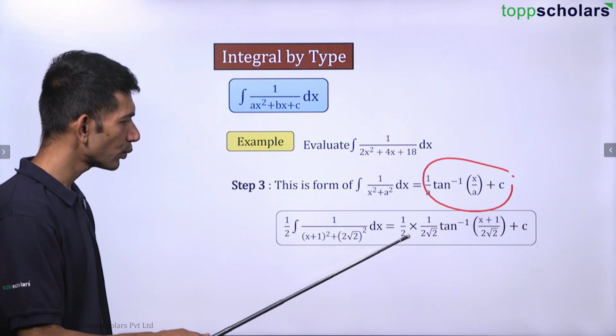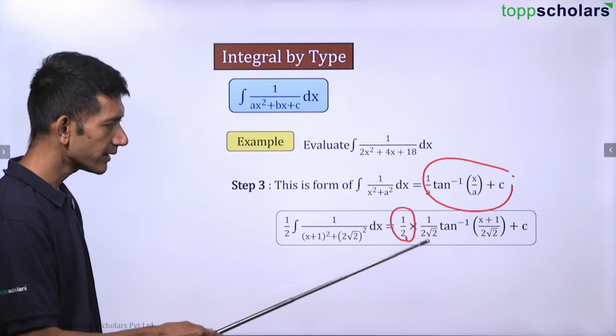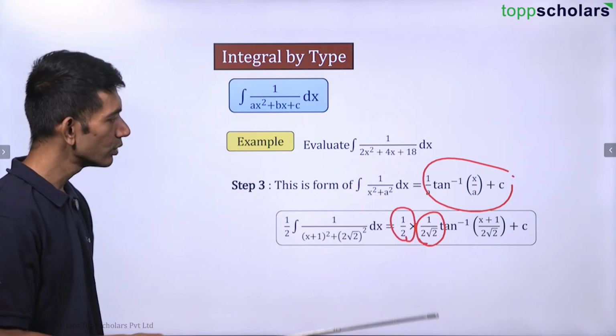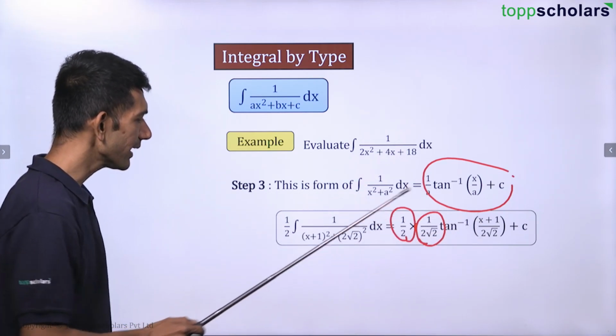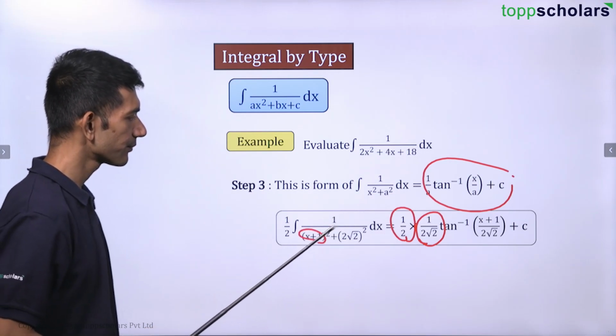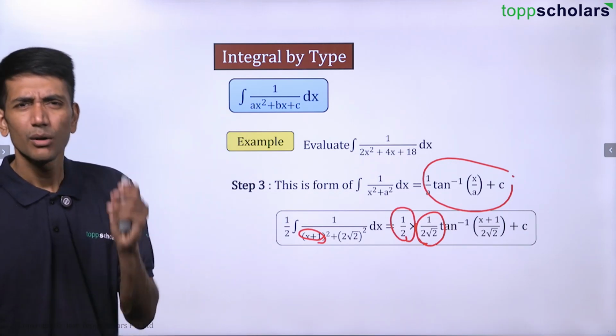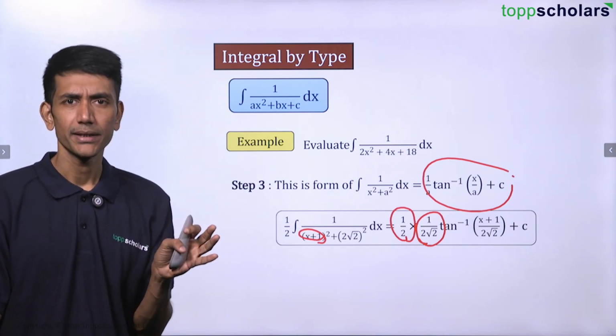So this becomes 1 by 2 was already there. 1 by a, our a itself was what? 2 root 2, tan inverse x by a. This is x. This is a plus c. Simple. Put the values, get the answer. Nothing new in that. Clear?